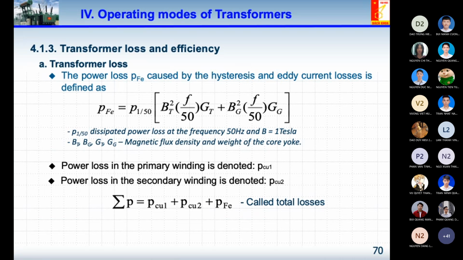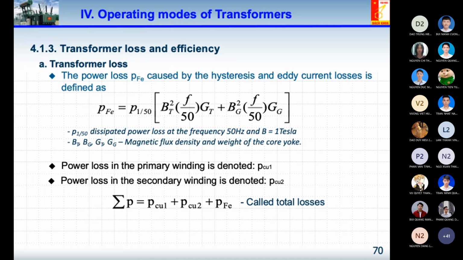Okay, and this expression is also very important for all of you to remember. Because in the future, if they ask you to compute the power loss due to the hysteresis and eddy current loss, of course, if you don't remember the equation or the formulation, I think you don't know how to apply the expression to solve the problem.